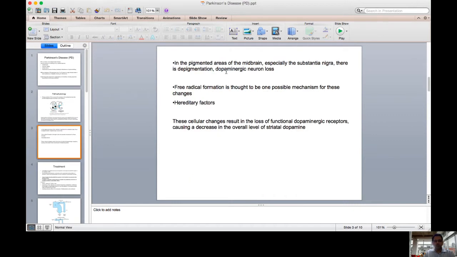so these are the pigmented areas of the midbrain, especially the substantia nigra. There is depigmentation and dopaminergic neuron loss. Free radical formation is thought to be one possible mechanism for these changes. Hereditary factors are another reason. These cellular changes result in the loss of functional dopaminergic receptors, causing a decrease in the overall level of striatal dopamine.